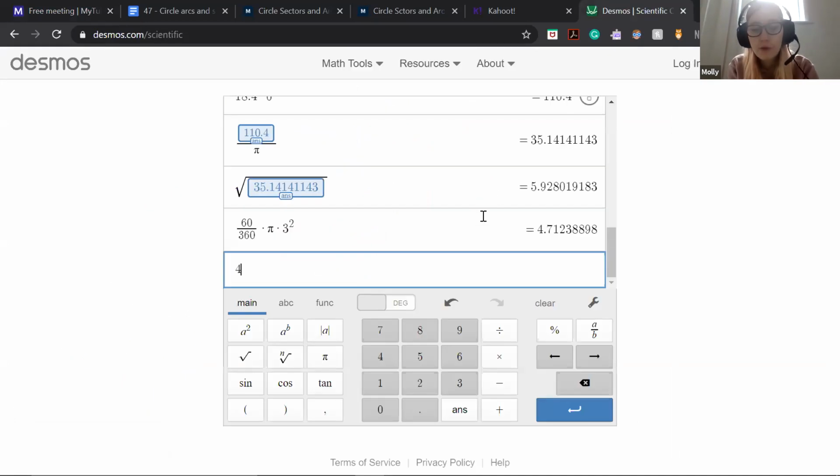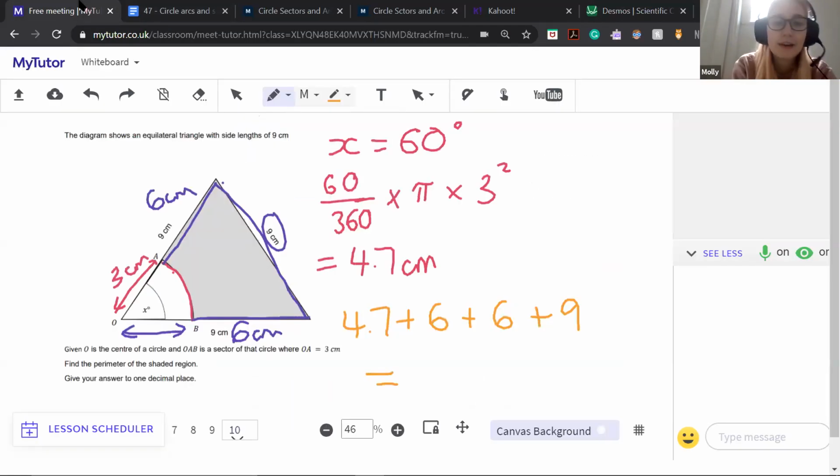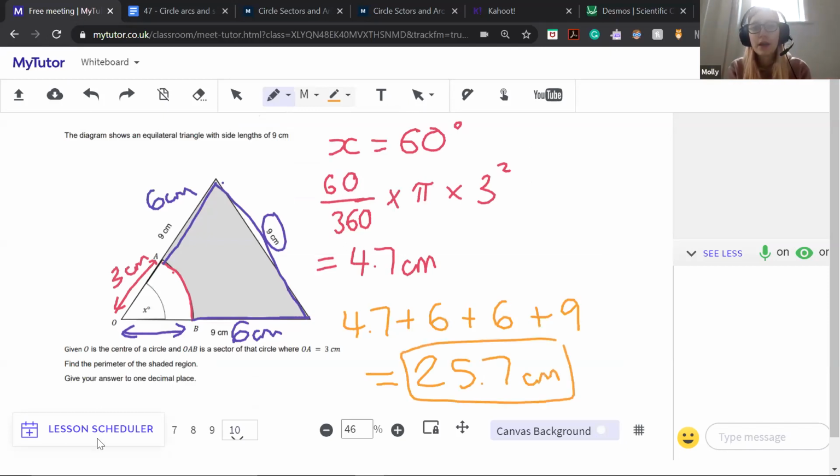So 4.7 plus 6 plus 6 plus 9, 25.7 centimetres. And that's how we do that one. So hopefully that makes sense how we did that one. The main point of that was calculating the arc length there. The rest is actually fairly easy as long as you know your rules about circles there.